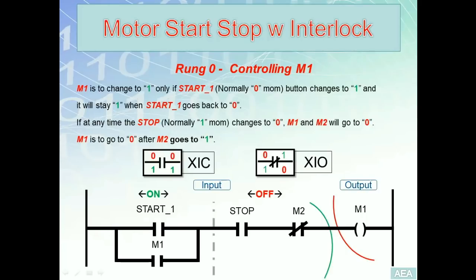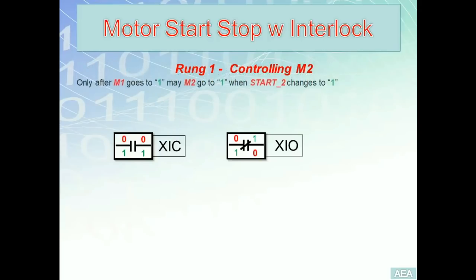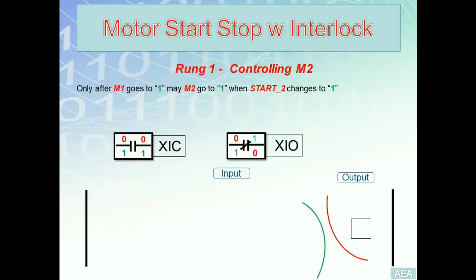As you can see over here, we are going to follow the same approach to build the second rung that's going to control M2. As usual, let's display the basic instructions for XIC and XIO in front of us. The first requirement for M2 says only after M1 goes to 1 may M2 go to 1 when start 2 goes to 1. As you can see in this requirement, there are two conditions that are going to control the way M2 starts, which are M1 and start 2. So let's go ahead and start building the rung for M2.